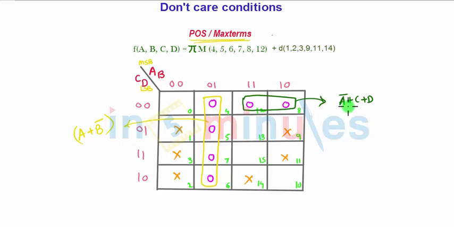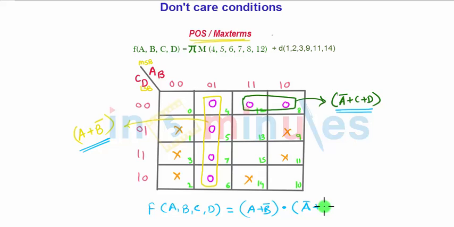So this is nothing but the sum term, and the final expression will be the product of these two sum terms, that is nothing but first sum term and second sum term. So your final expression will be product of these two, that is nothing but A plus B bar, product A bar plus C plus D.